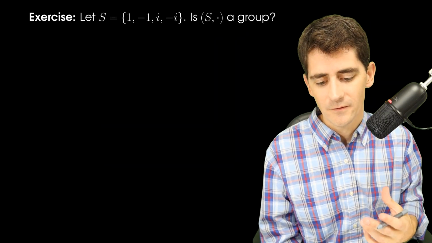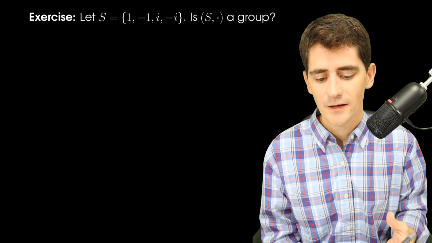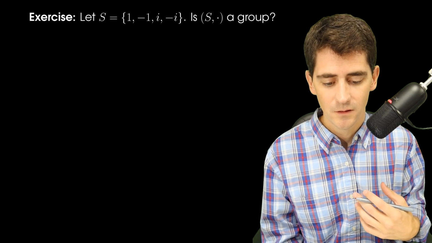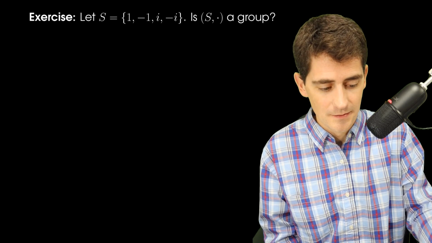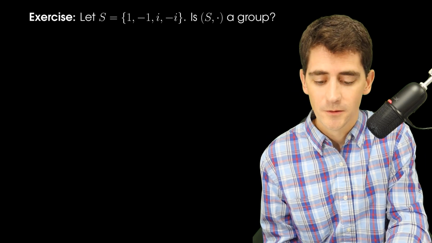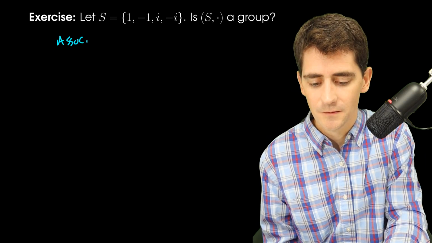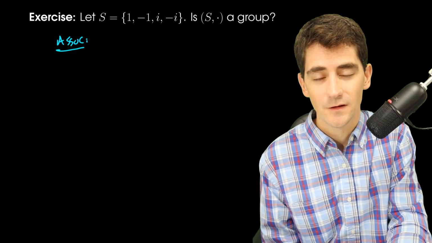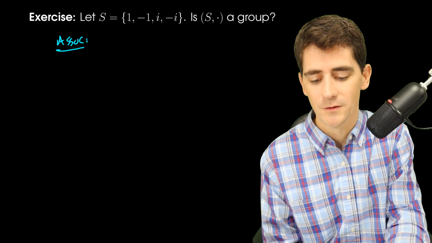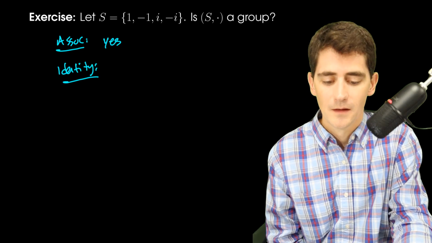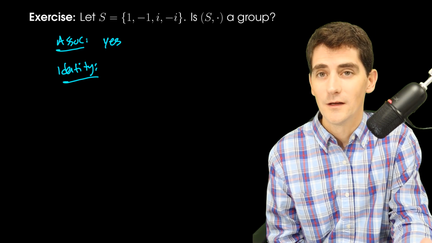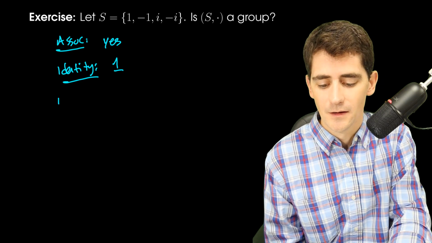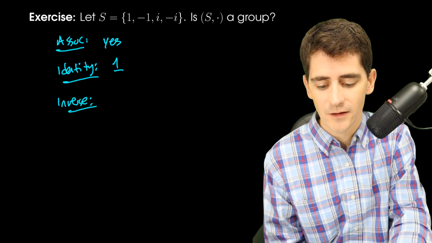All right, this time we have a set S, which is 1, negative 1, i, and negative i with operation multiplication, and I want to know, is this a group? Okay, so we're going to go through our properties. We need to know, is it associative? Well, this is just multiplication in the complex numbers, which is similar to multiplication in the real numbers, which is associative. Do we have an identity element? Well, I think anything times 1 is just going to stay the same. So I think the identity element would be 1 here. The only real question I have is, do we have inverses?